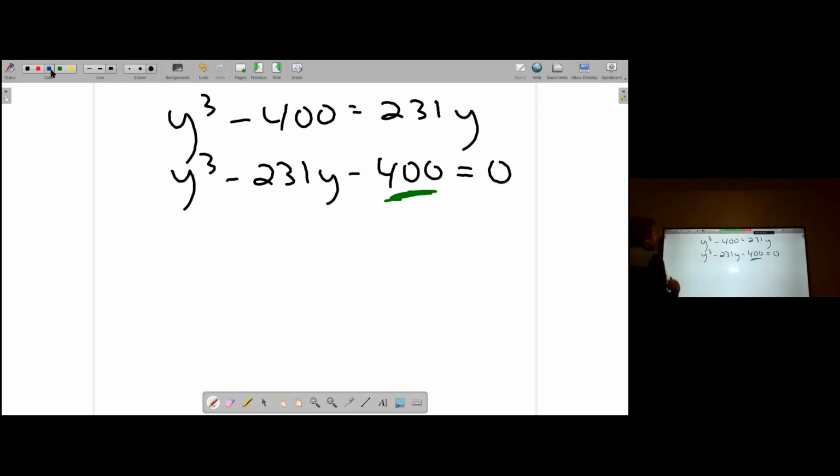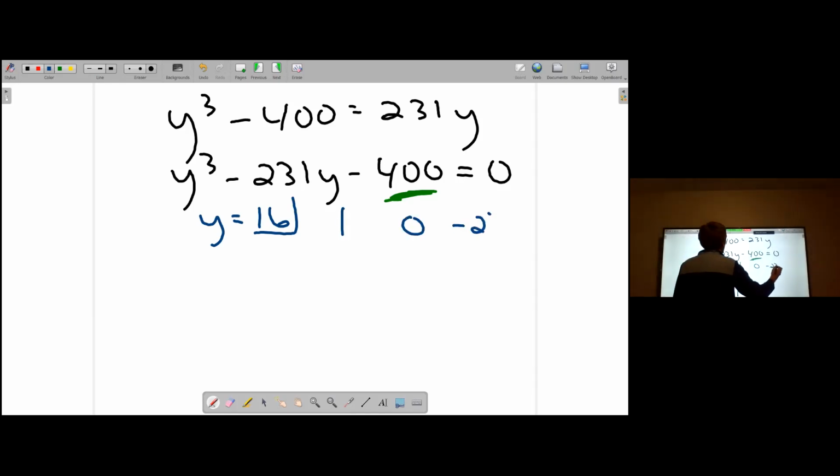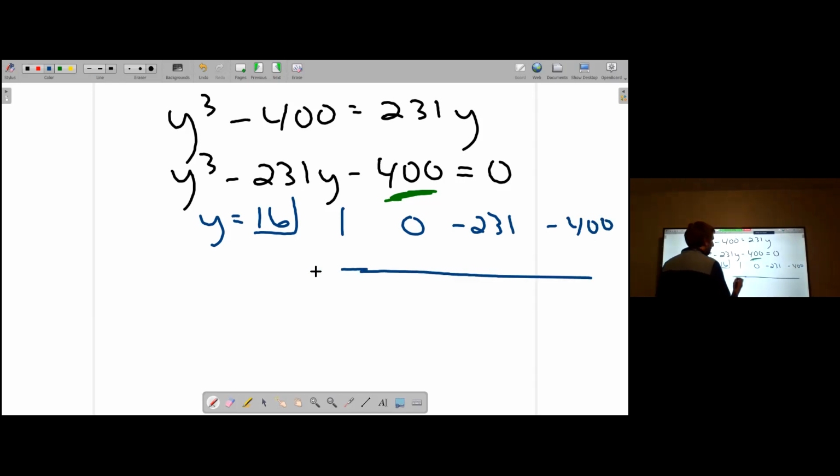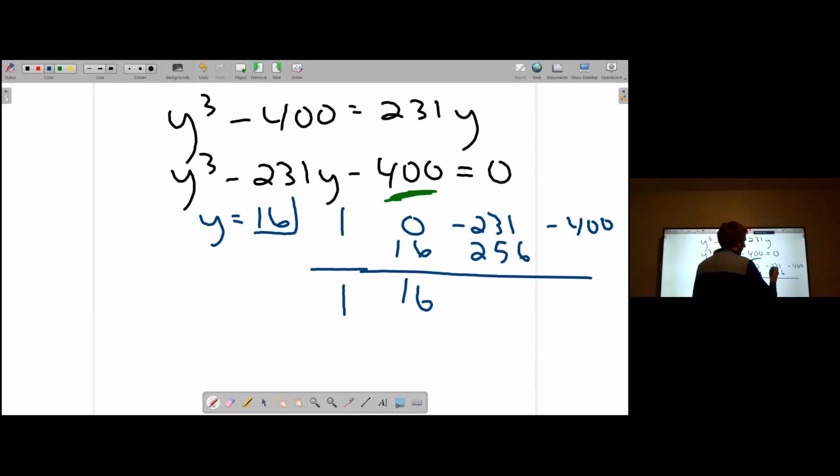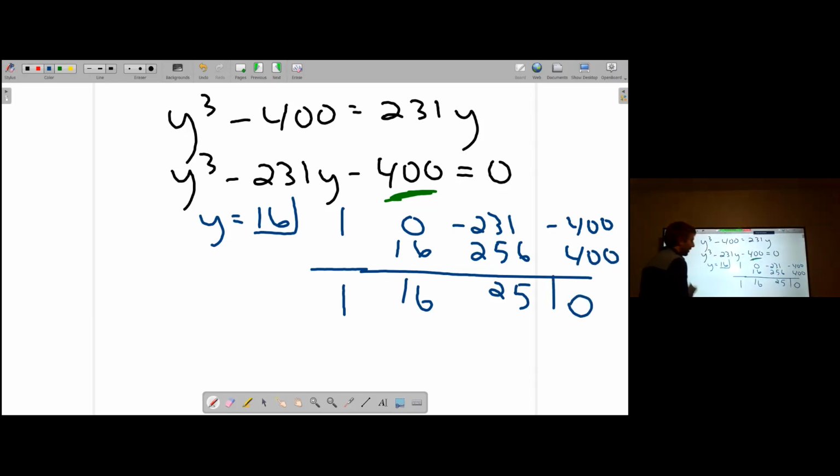I kind of know because I created the problem. I'm going to guess that maybe y equals 16 is going to work here. Let's actually try that with synthetic division. So we're going to put the coefficients 1, 0, negative 231, and negative 400. And so we get 1, 16. 16 times 16 is 256, I happen to know. So you subtract those, you're going to get 25. And 16 times 25 is 400. Oof, amazing how that works out.